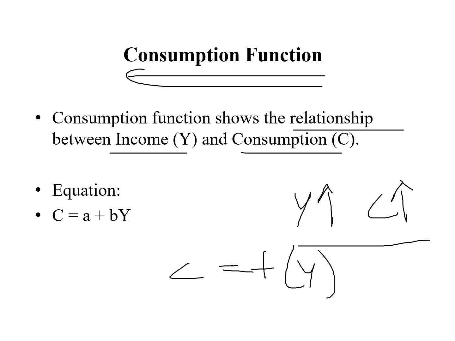We can see the mathematical equation, C equals A plus BY. C represents the consumption function. And what is A? A represents autonomous consumption. B represents the MPC, marginal propensity to consume. Y represents the income level.